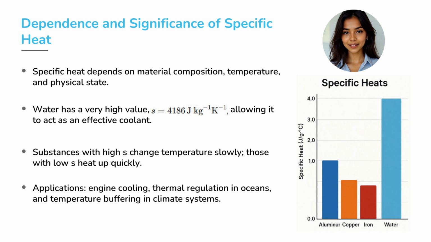On the other hand, materials with small specific heat, like sand or metal, change temperature rapidly. That's why deserts get scorching hot in the day and freezing cold at night. As you can see in the bar graph, the contrast between metals and water is enormous. Water's high specific heat makes it an ideal coolant in car radiators and industrial systems.